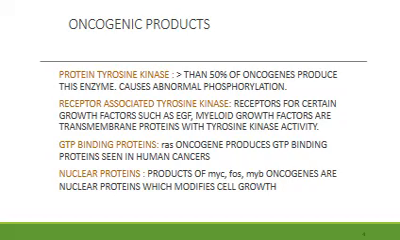growth. So the main types of oncogenic products produced by these oncogenes could be the protein tyrosine kinase, or receptors of certain growth factors which have tyrosine kinase activity. Third, they could be GTP binding proteins, as in the case of the RAS oncogene, or nucleoproteins like the products of the MYC, FOS, and MYB oncogenes, which all modify cell growth.